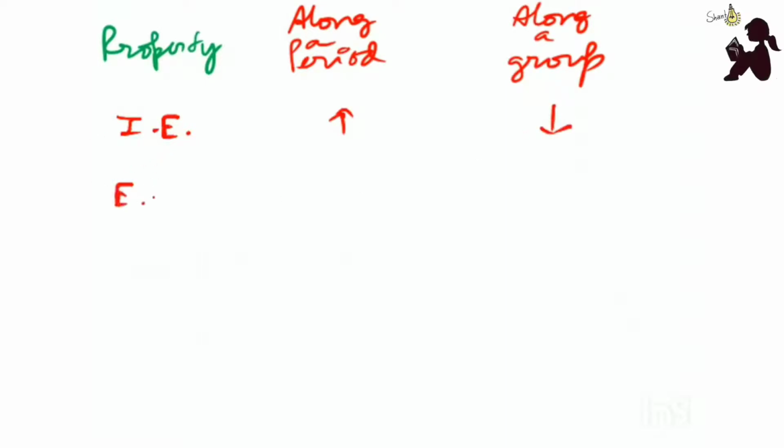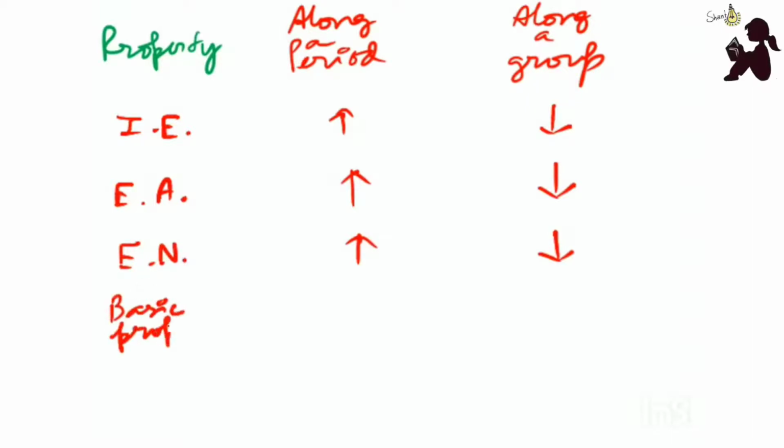Then our electron affinity, or electron gain enthalpy, that also increases along a period but decreases along a group. Now electronegativity, that also increases along a period but decreases along a group. Now comes our basic property. So the basic property of oxide will decrease along a period and increase along a group.